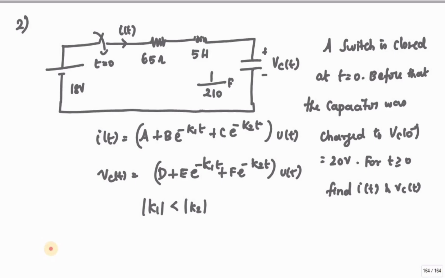So now let me go to the second question. The question they have asked is: the switch is closed at t equal to 0. Before that, the capacitor was charged to Vc(0) equal to 20 volts. For t greater than 0, find the value of i(t) and Vc(t). The i(t) value is given like this and Vc(t) is given like this, and they are given with modulus of k1 less than modulus of k2.